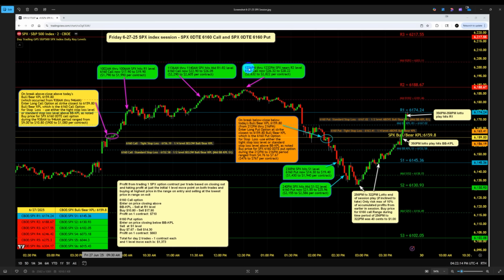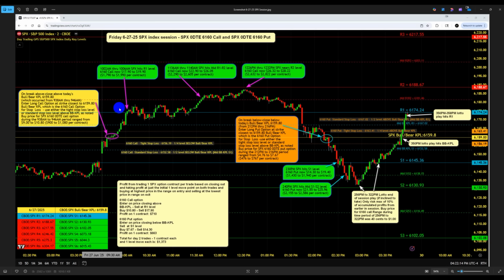So during this time period of 12:26 to 12:32 p.m., when it's nearing the R2 level, the 6160 call is now 26.32 to 28.22. So that's $2,632 to $2,822 per contract. If you take the worst case scenario here, 1,080, worst case sell price here, 26.32, then it's roughly a little under $1,600 per contract. Looks like about $1,550 or so before commissions.